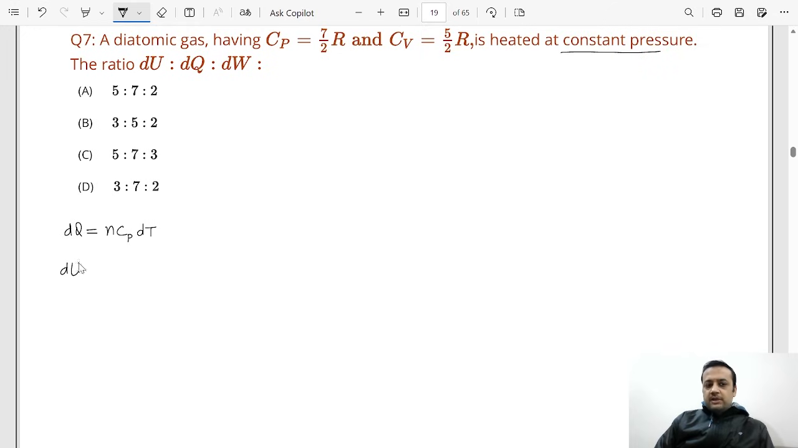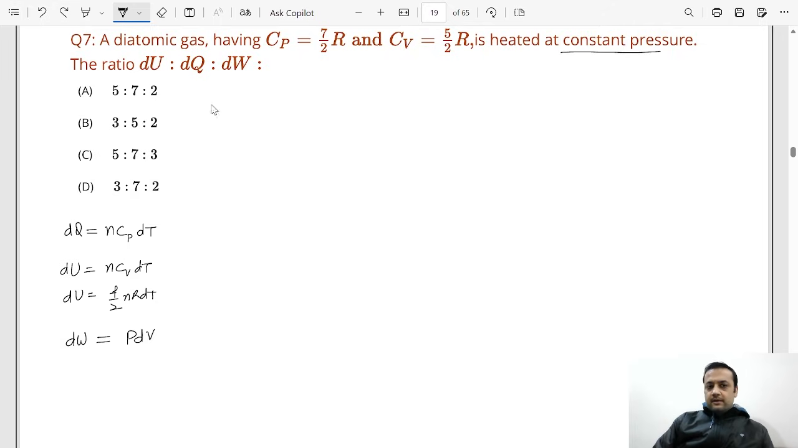Now remember, dU is always n Cv dT. If you have confusion in this, then you can use the formula f by 2 nR dT. That is also correct. So whether you use this or this, both are right. Even if you remember Cv is f by 2 R, you can use this one also. And remember the general formula for finding work done is dW is equal to P dV, and when you integrate this, W is equal to the integral of P dV. So we can say that dW is P dV.